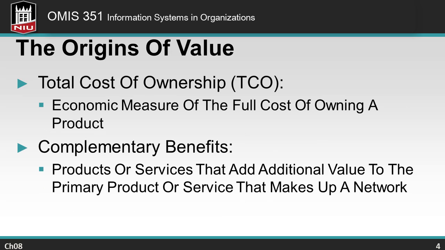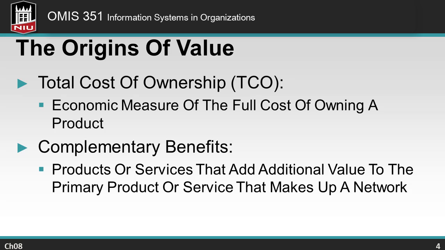Let's consider the origins of value. Total cost of ownership, or TCO, is an economic measure of the full cost of owning a product. If you consider the car you drive, the total cost of ownership starts when you buy the car. But the costs don't stop there. You pay for gas, insurance, parking, oil changes, and other maintenance. All of these expenses add up to the total cost of ownership.